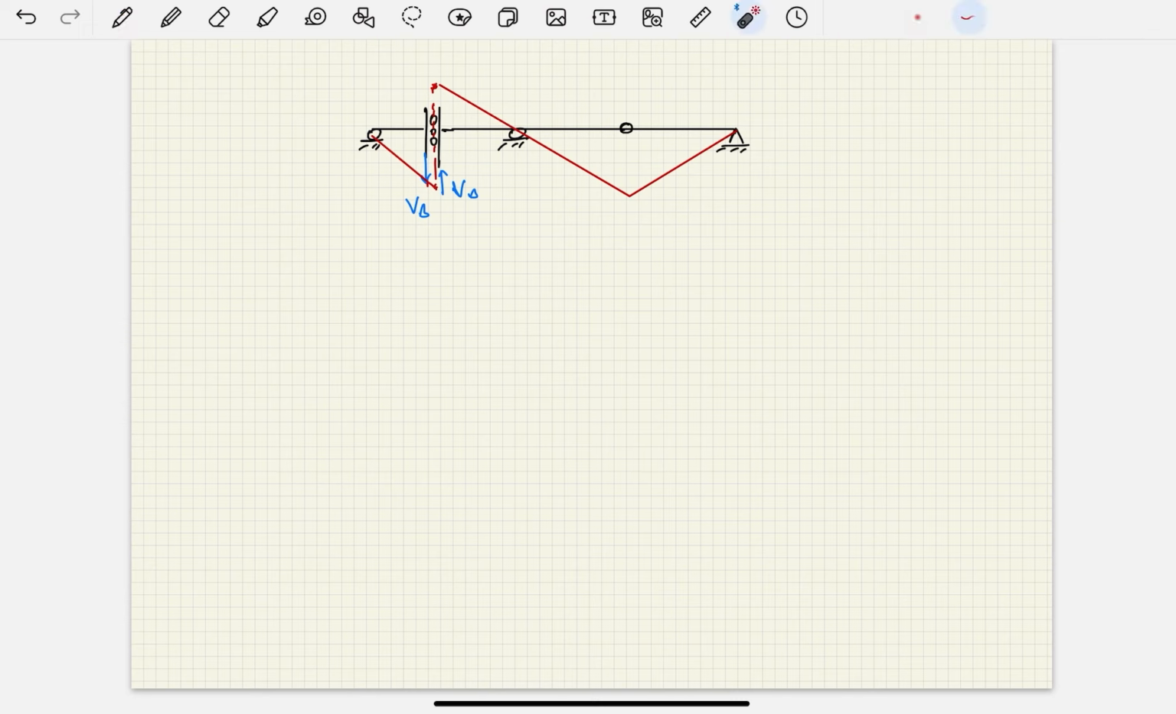One more time, we have VB pulling down on the left side, causing the left segment to rotate like this. And then on the right side, VB is pointing up, so it causes that point to move up. You have this pivot point at the roller, and it extends down to a kink at the hinge at D, and then it kinks back up to the pivot point at E. So this is the sketch of your influence line for the shear force at B.